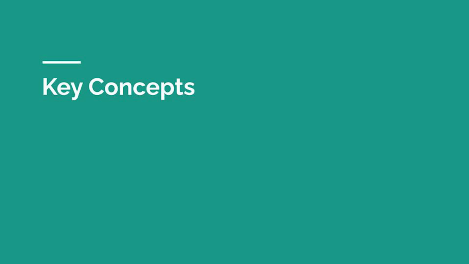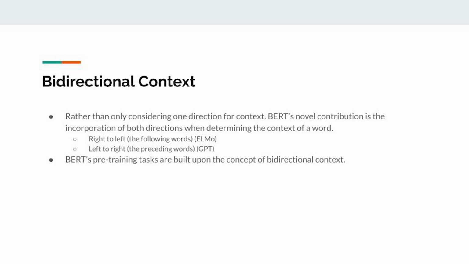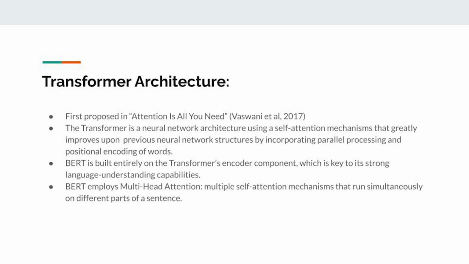Here are some key concepts of BERT. Rather than only considering one direction for context, BERT's novel contribution is the incorporation of both directions when determining the context of a word. BERT looks both at previous and following words to fully understand the context of the particular word it's examining. BERT's pre-training tasks are built upon the concept of bidirectionality. We'll examine them individually in later slides.